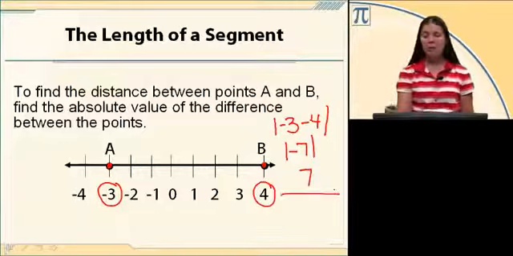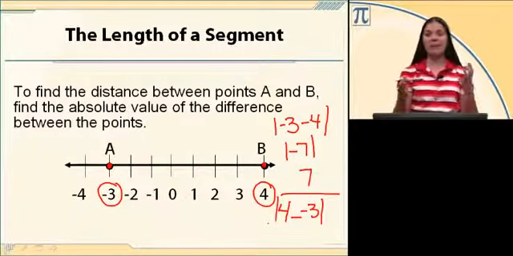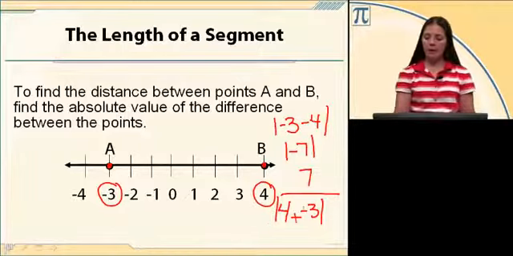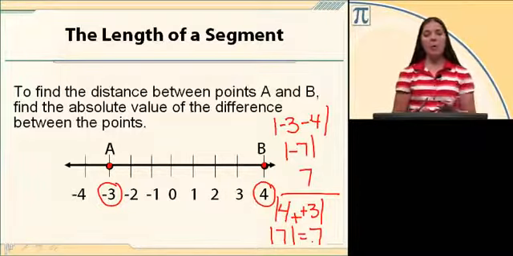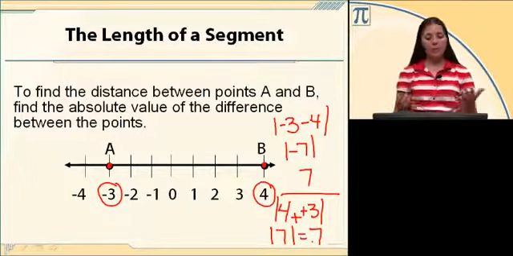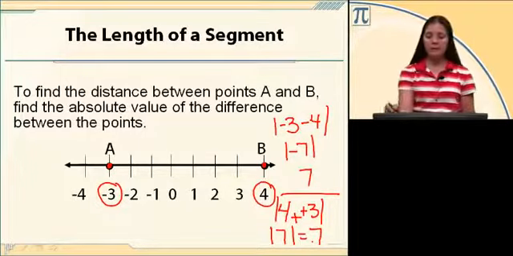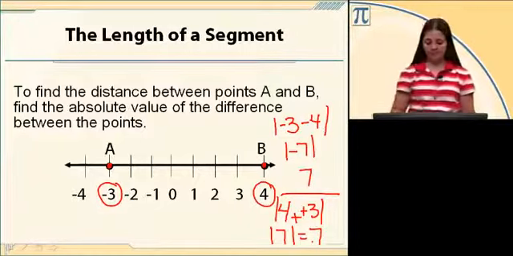Let's say I reversed it. What if I put B first? If I put the point B first, I'm going to get 4 minus -3. Put my absolute value there because I want the absolute value of the differences. When I subtract a negative, I'm actually adding. I get the absolute value of 7, which is also 7. So order in this case doesn't matter. I could find the distance from A to B or the distance from B to A. All I need to do is find the absolute value of their differences.